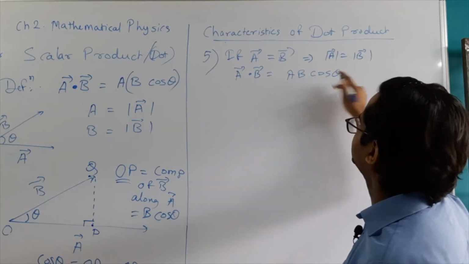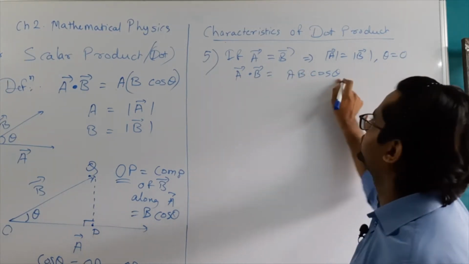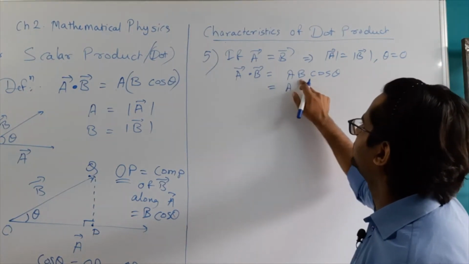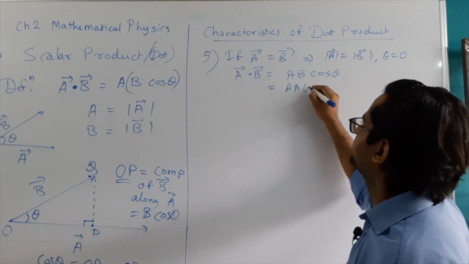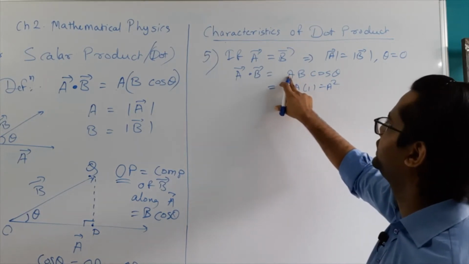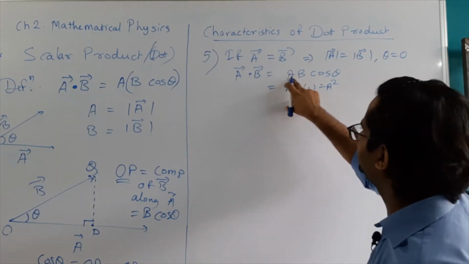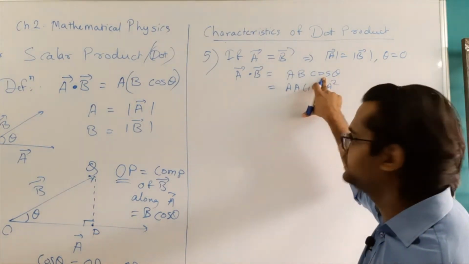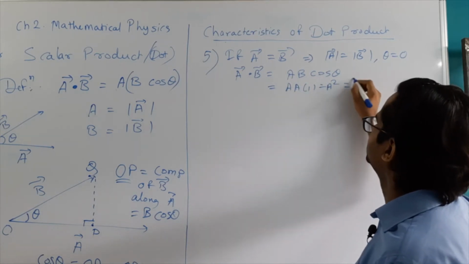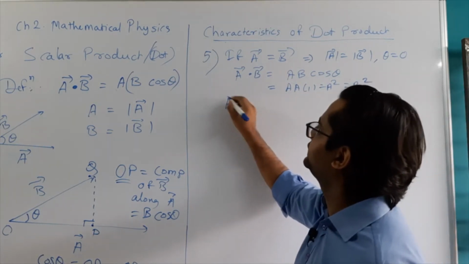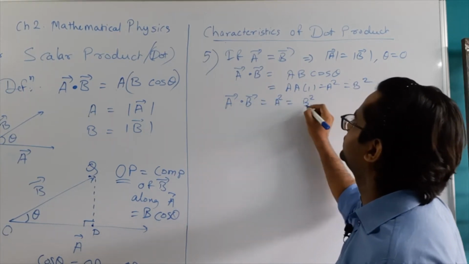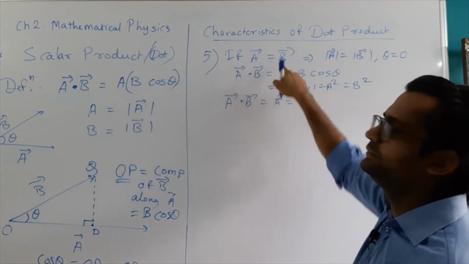So this theta will be 0, so cos 0 is 1, and we can replace b by a. So if I write a instead of b, and cos theta is 1, this is a into a, which is a square. In the same way, we can write b instead of a. Since the magnitudes are equal, we write b and b here, and cos theta is again 1. So 1 into b into b into 1 is b square. So in short, a bar dot b bar equals a square or b square when a bar and b bar are equal.